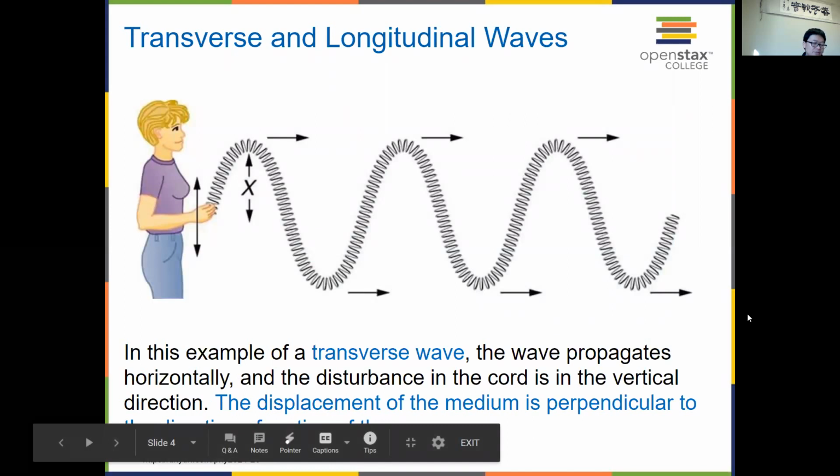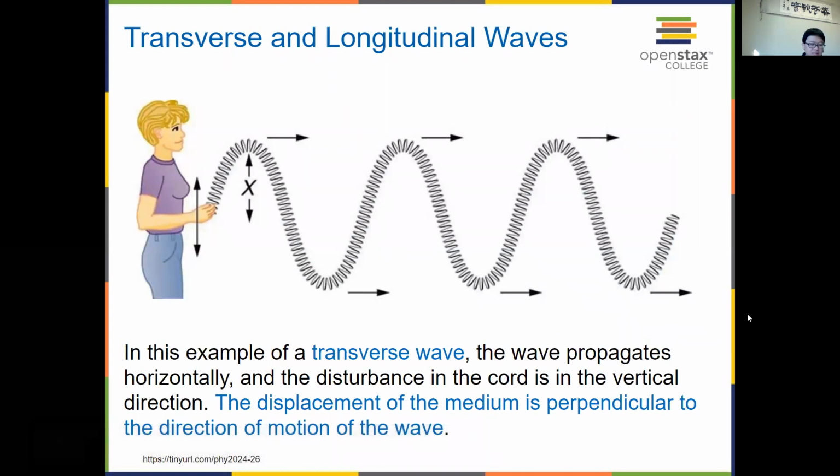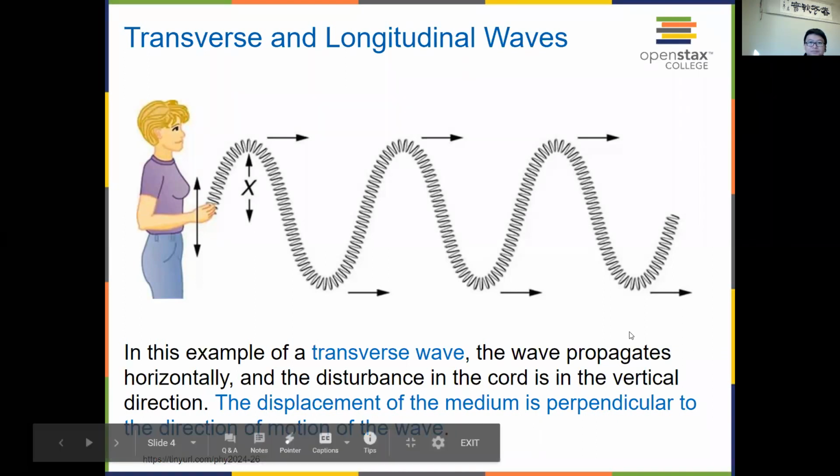In this chapter, or in this class, we'll be focusing primarily on mechanical waves. There are two types of mechanical waves. One is called a transverse wave, and the other is called a longitudinal wave. For a transverse wave, the medium oscillates up and down while the wave propagates horizontally. So the displacement of the medium has a direction that is perpendicular to the propagation of the wave. Those two are perpendicular to each other.